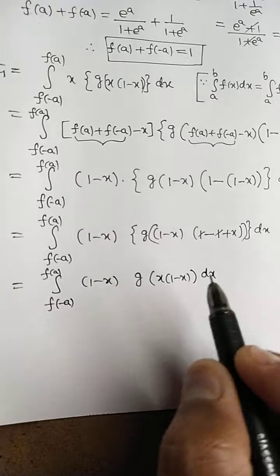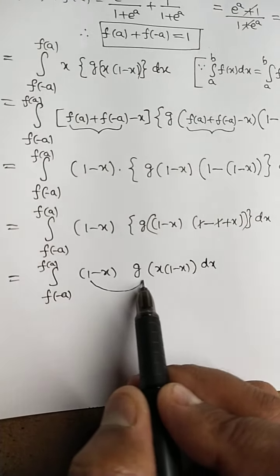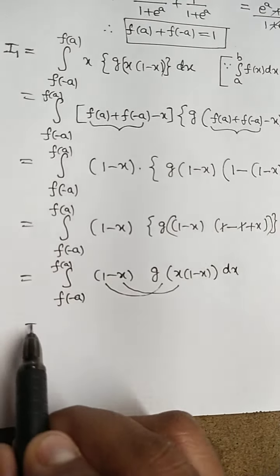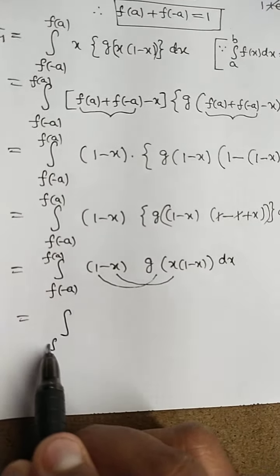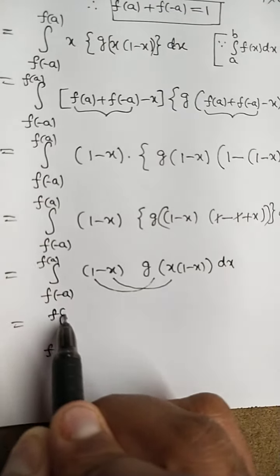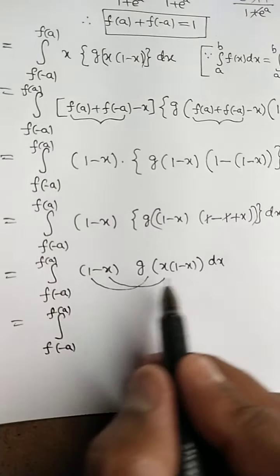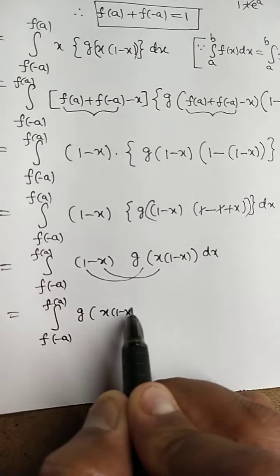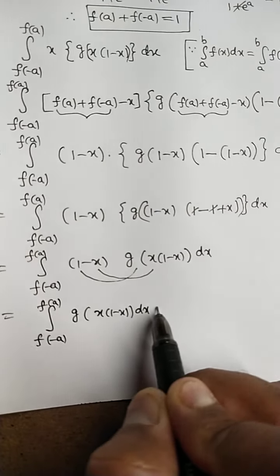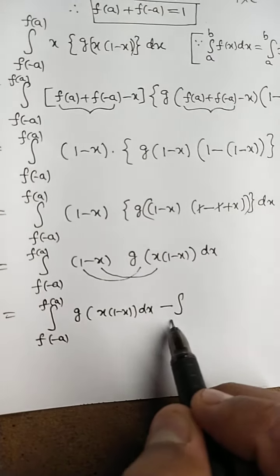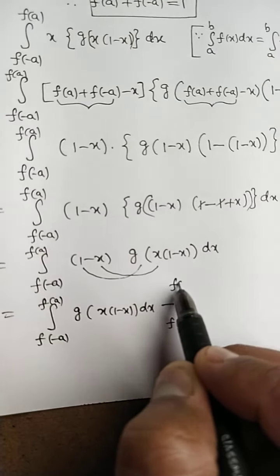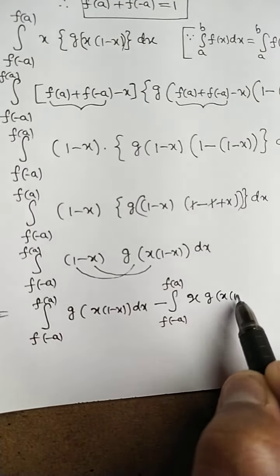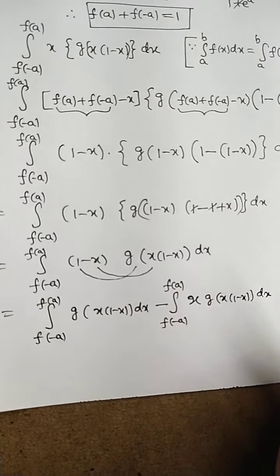Now splitting into two terms, 1 into this function minus x into this function, which is equal to the integral from f of minus a to f of a of 1 into this function, so g of x into 1 minus x into dx, minus the integral from f of minus a to f of a of x into g of x into 1 minus x into dx.